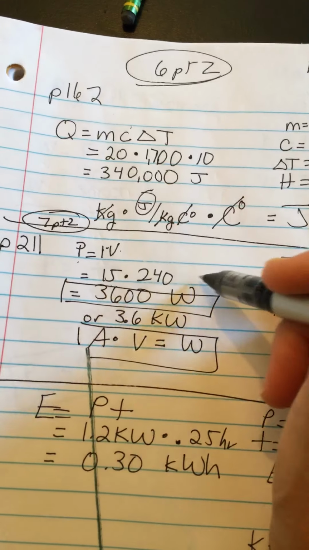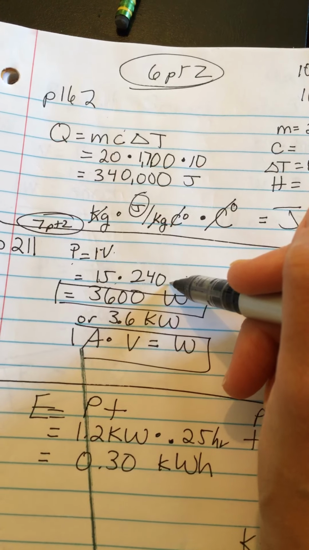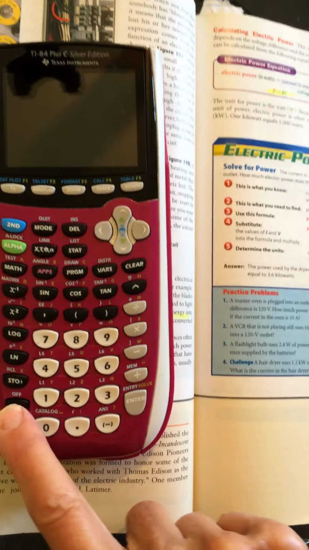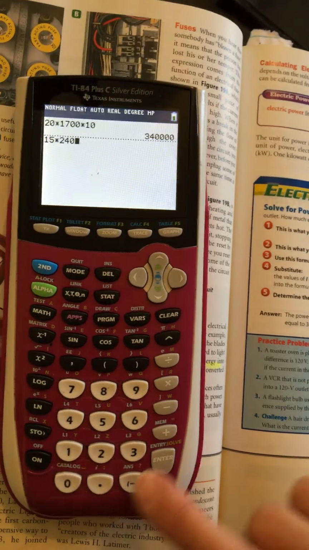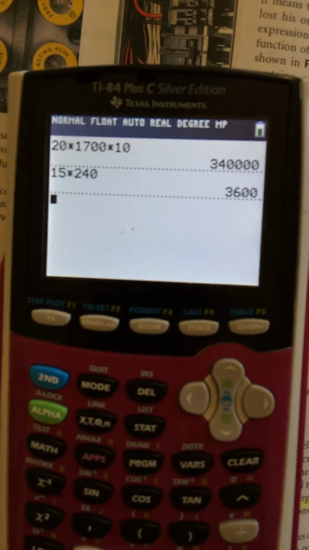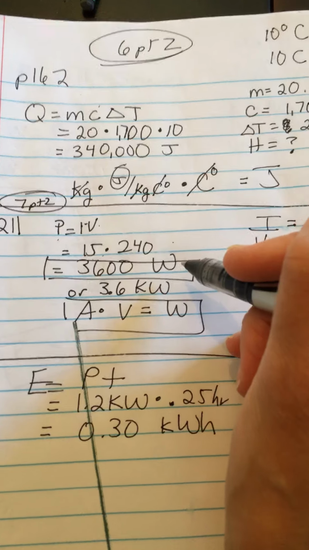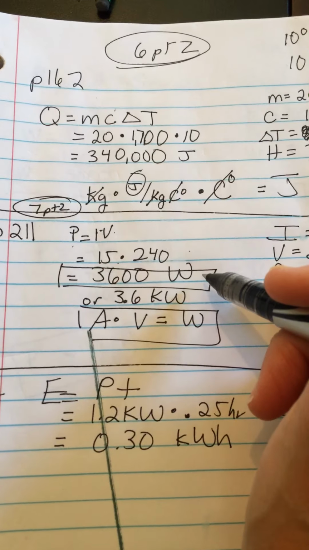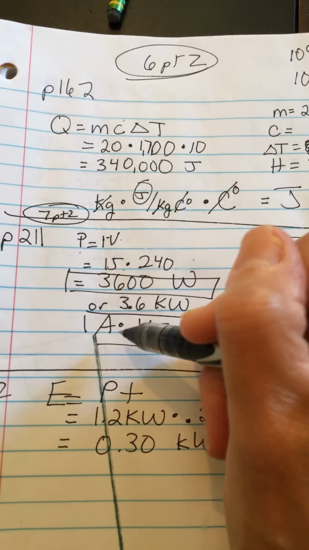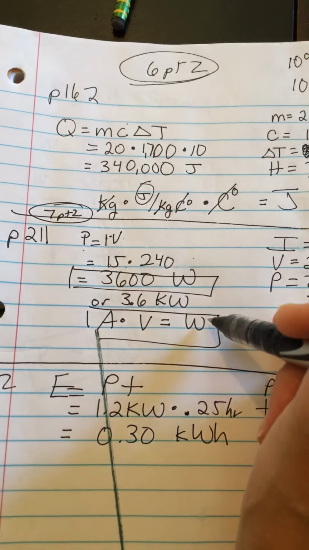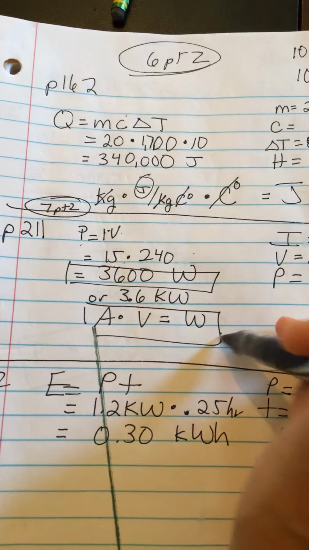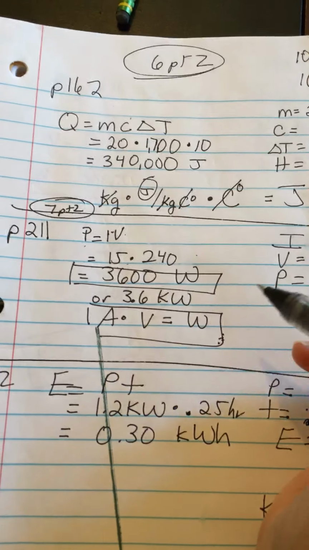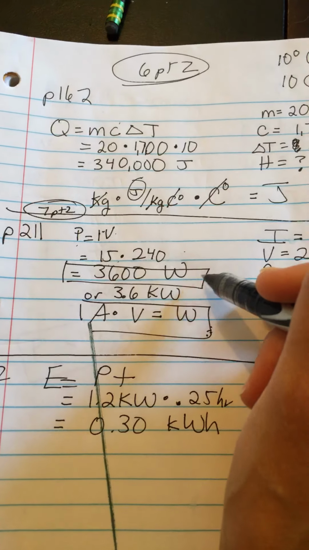Okay, then I do the math. 15 times 240, I go over to my calculator, and I'm going to do it. 15 times 240 equals, there it is, 3,600. So I write it down. Now, what about the units? The units of power are watts. And I can check my units because amps times volts is watts. So the units worked out right. So that's dimensional analysis, looking at the units to see if you did your problem right. And it looks like I did.